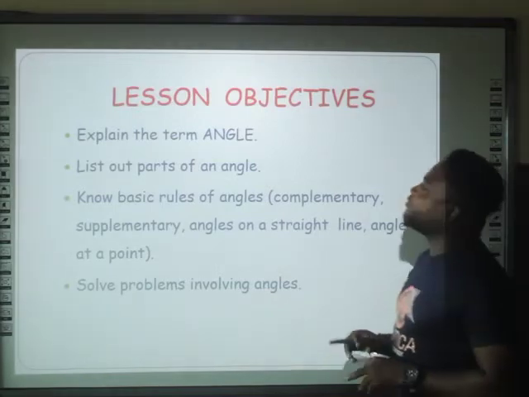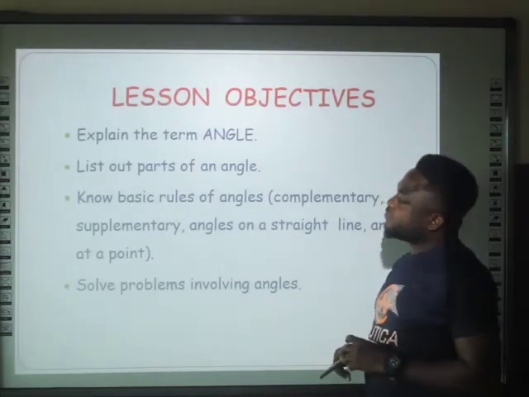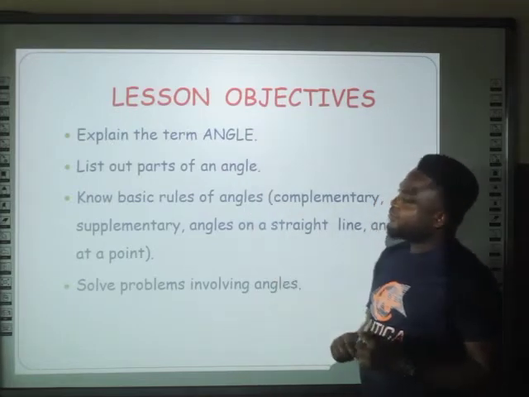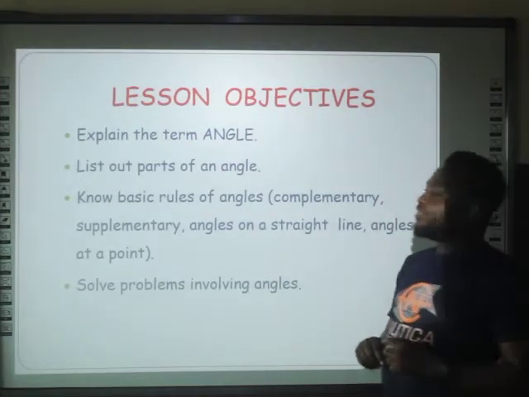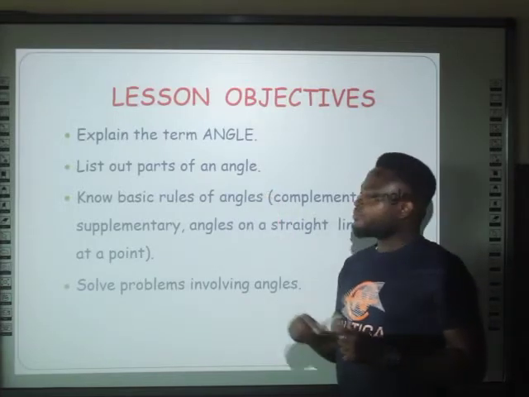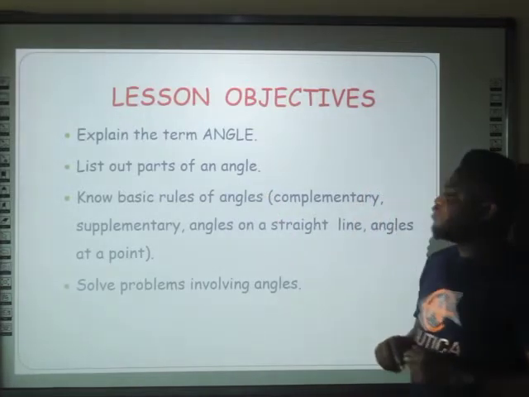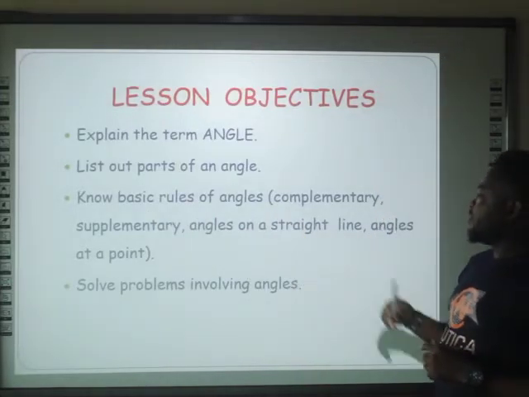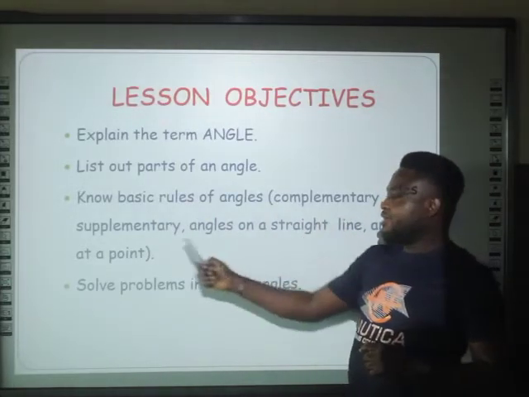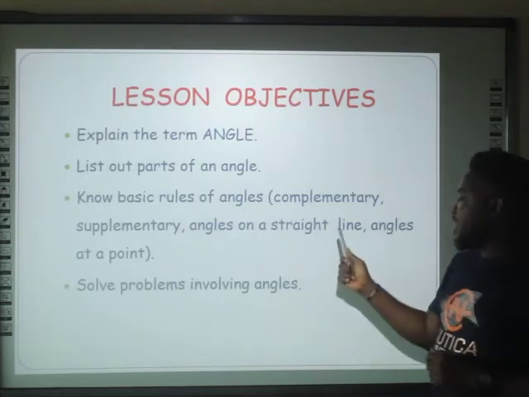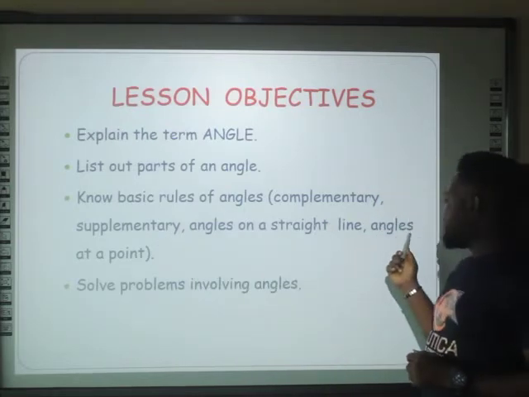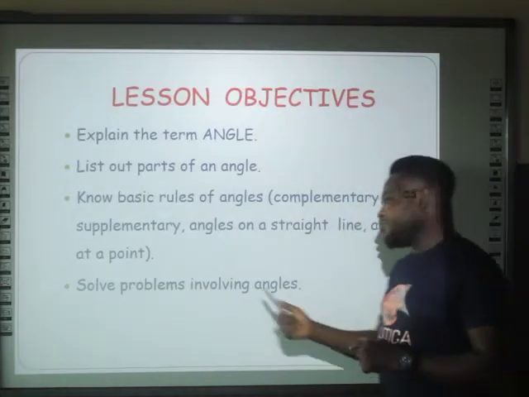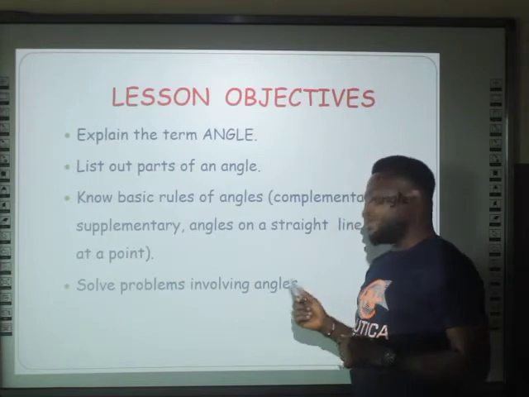Now, what are the lesson objectives? First, we should be able to explain the term angle. We should be able to list out parts of an angle. We should be able to know basic rules of angles: complementary, supplementary, angles on a straight line, as well as angles at a point. Of course, we should be able to solve problems involving angles.